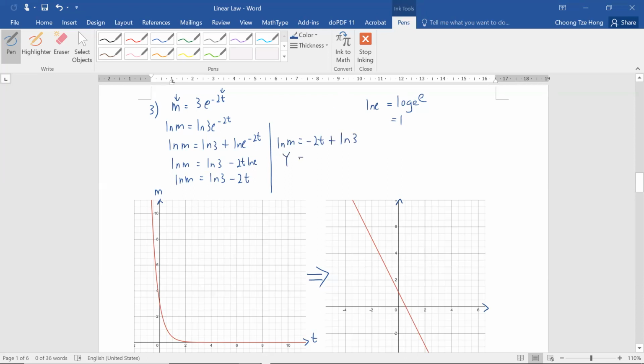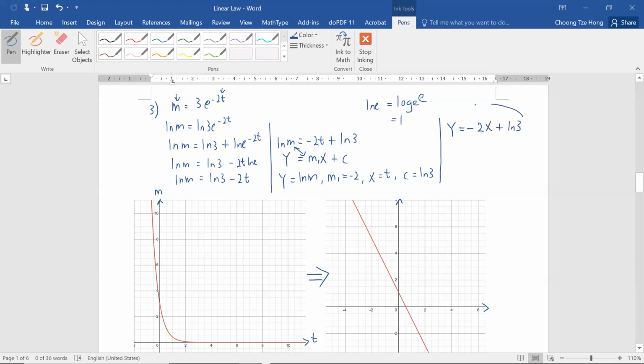So we will get the big Y equals m big X plus c form, where big Y is ln m. In this case, for the gradient, I'm going to use m1 instead, because I don't want to confuse the two m's. The gradient is a constant; this m is a variable. So m1, the gradient, is -2. Big X is t, and c is ln 3. So the graph is going to be big Y equals -2 big X plus ln 3.